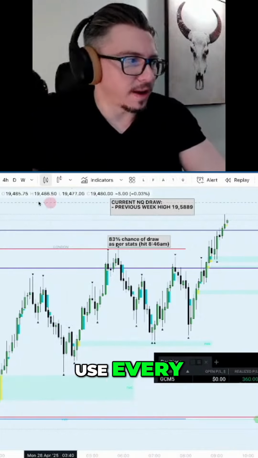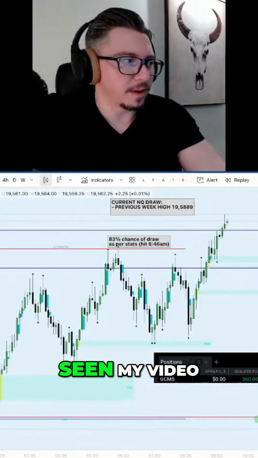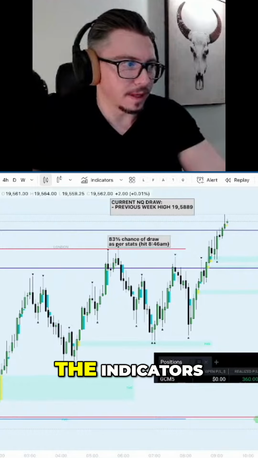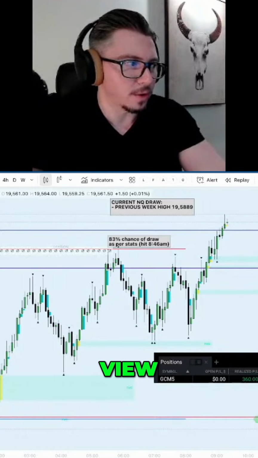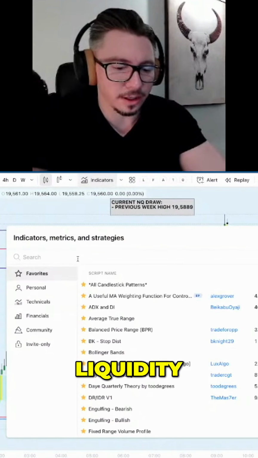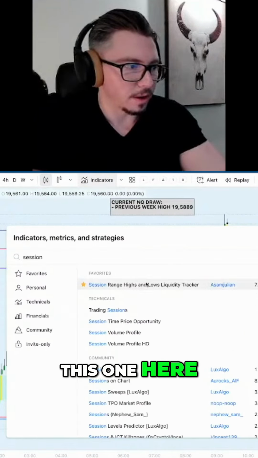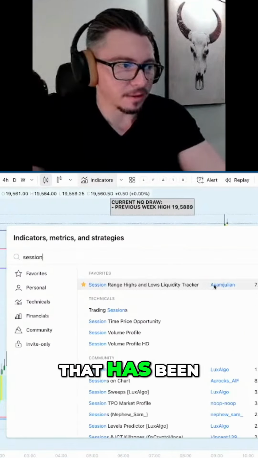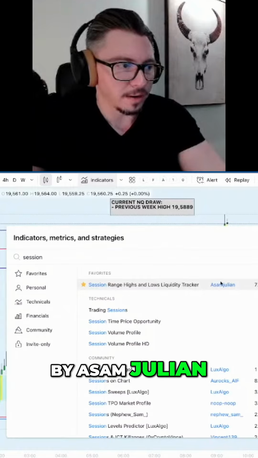Indicators that I use every single day, right? If you guys have seen my video about the indicators that I use for TradingView. So let's start with the most important one first, which is the session liquidity high and low. This one here is my indicator that has been coded by ASM Julian, AJ.